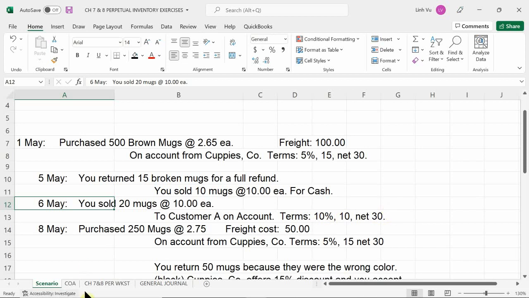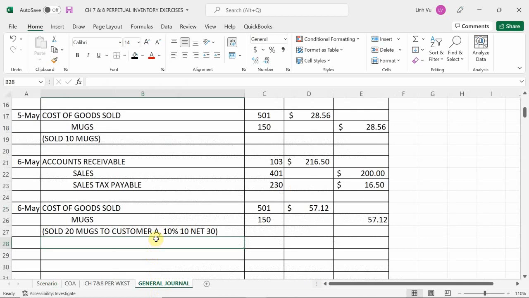Okay? So right now, customer A owes me a grand total of $216.50. Okay? And they have 10 days to make the discount. If not, they have 30 days to pay off. So in this case, on May 16, 10 days from now, they can make the discount for the 10%.